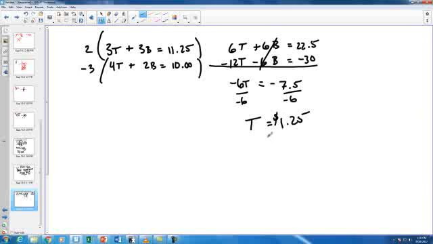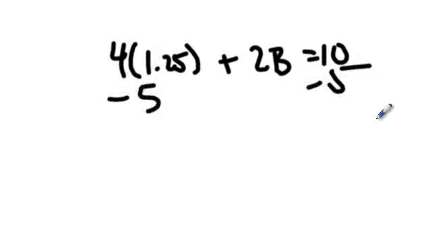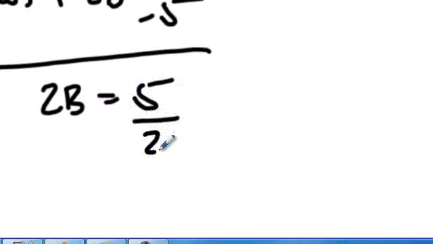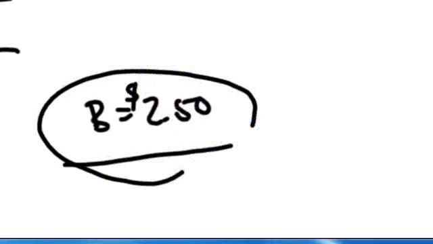To find out what it costs for a burrito, I'm going to plug that into one of these equations. Let's do this bottom one here. So 4 times 1.25 plus 2b equals 10. Well, 4 times 1 1/4 turns out to be 5. So I can minus 5, minus 5. I get 2b equals 5. Divide by 2. b equals 2.50. So now I know the cost of a burrito and the cost of a taco.